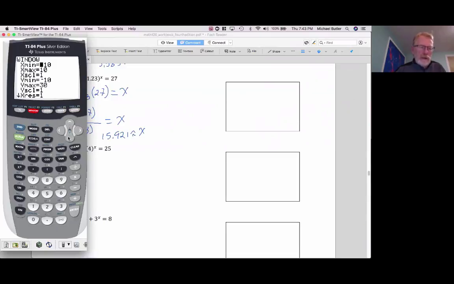So let's go back into window. And my x max isn't big enough. Let's start off with 30, just to see if that works. So I made my y max 30. Let's make the x max 30, right? Yeah, looking good. Yep, I'm going to see the point of intersection, okay?